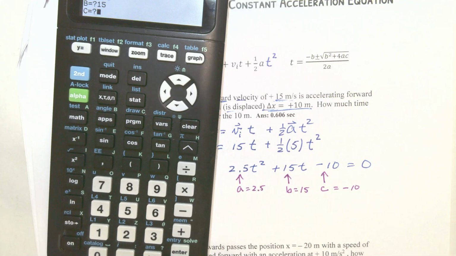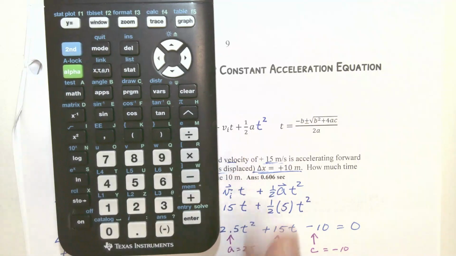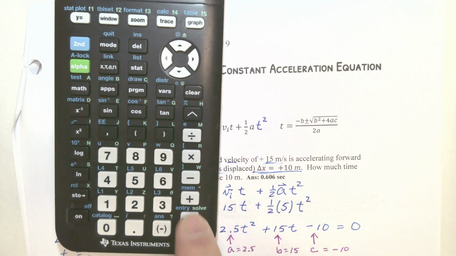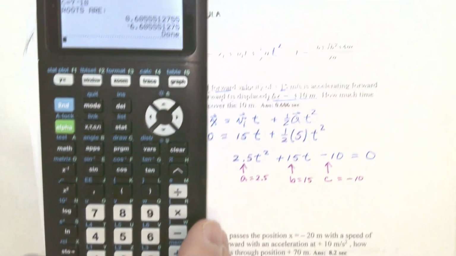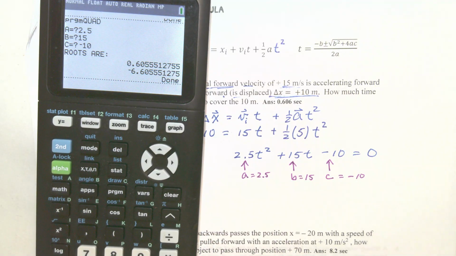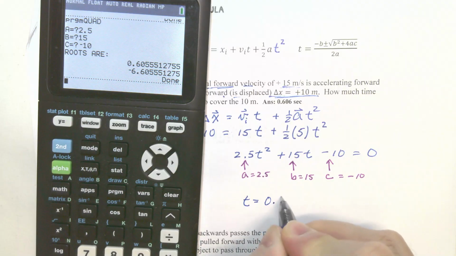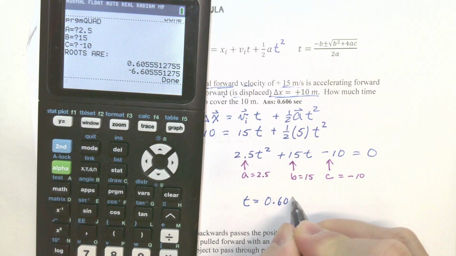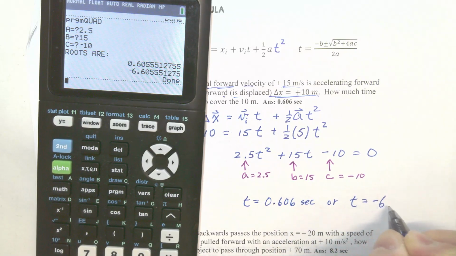Okay. So minus, you hit this negative sign right here, and then 10, right? And then hit enter, and then I get two answers. I get two answers. Okay? And the answer that I get here, t is equal to either 0.606 seconds or t is equal to negative 6.61 seconds. Okay?